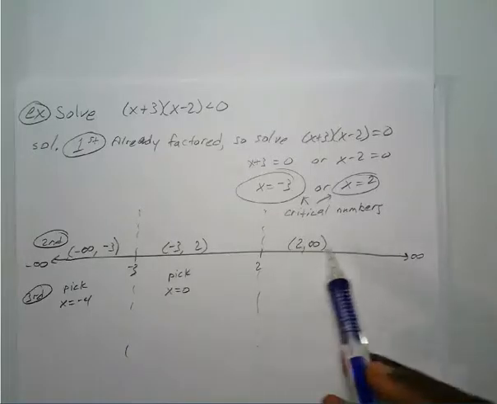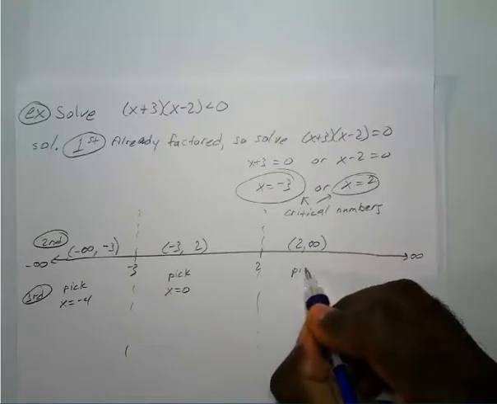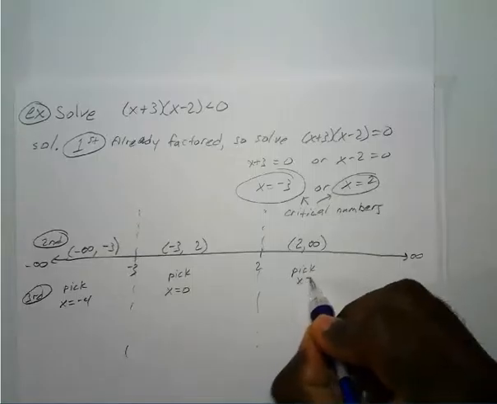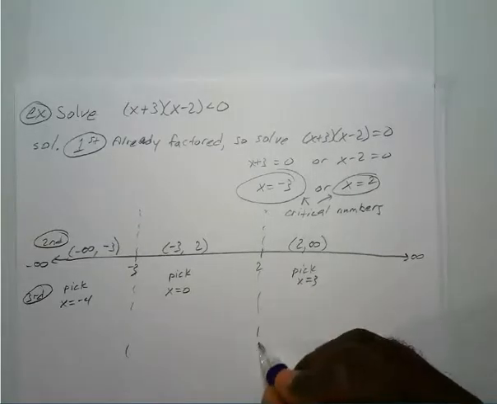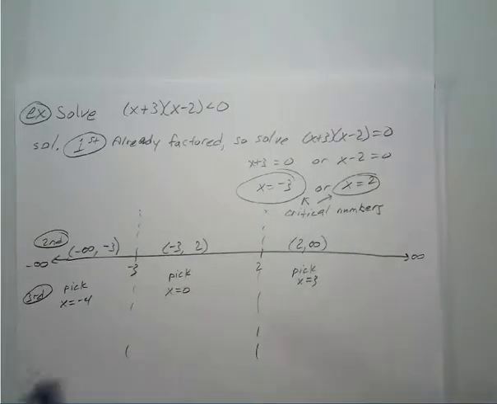And from here, from 2 to infinity, I'm going to pick x equals 3. Again, you can pick any number. These are just random values here. You could have picked x equals 1. You could have picked x equals 2.5. 1.5. It doesn't matter.